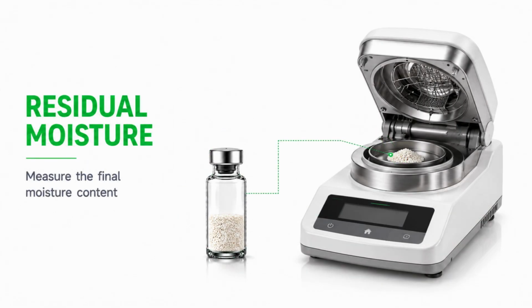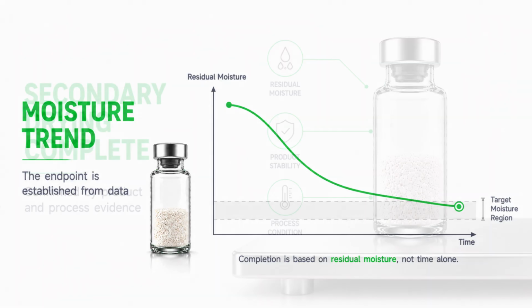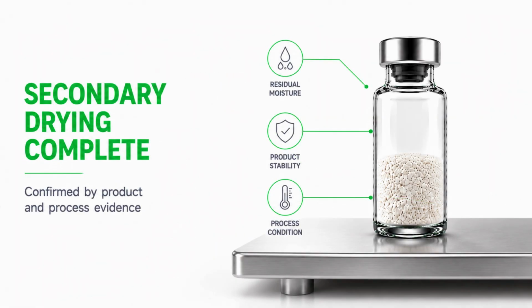But how do we know secondary drying is complete? Not simply because a certain amount of time has passed. Residual moisture needs to be measured, and the resulting data evaluated against the desired product condition. Product stability and process conditions also provide important evidence. The endpoint is therefore based on product and process evidence, not heating time alone.